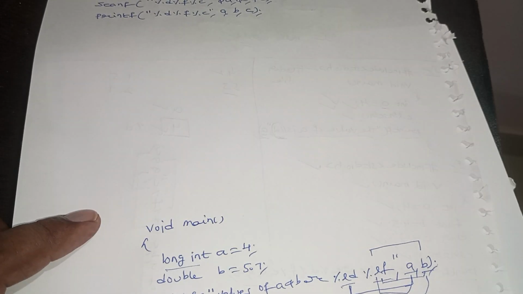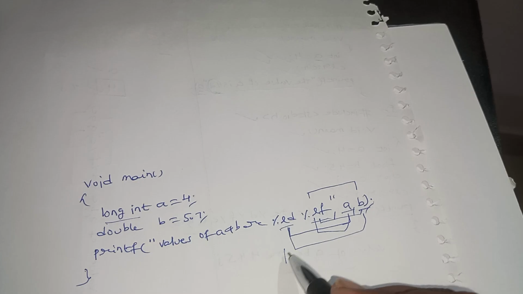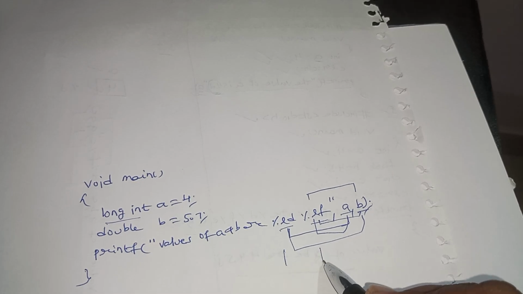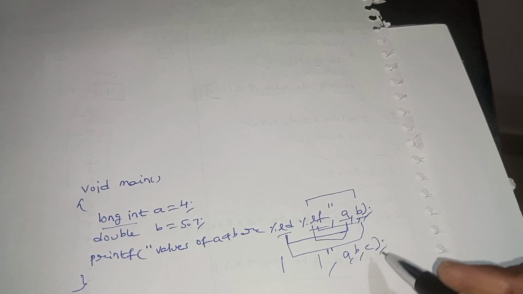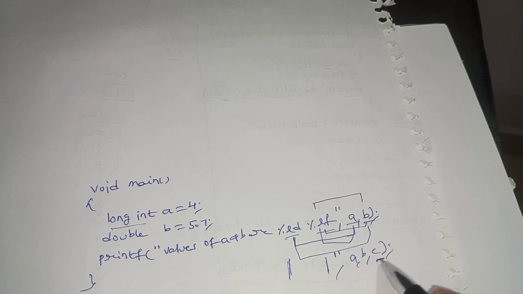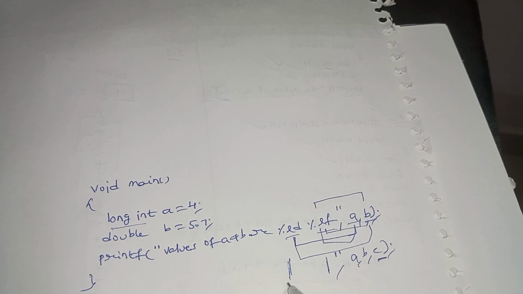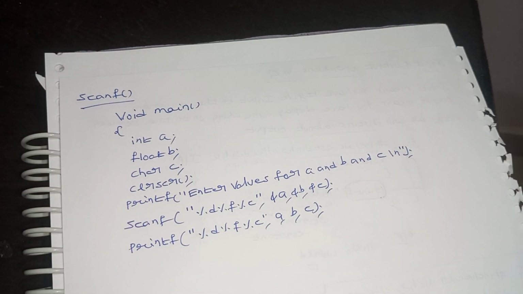Okay, and one more thing. For example, if you are taking only two format specifiers here, this is one format specifier, this is another format specifier. Double quotes close, if I take a comma b comma c, this is wrong. Why? Because I have only two format specifiers, but I am taking an extra variable, which is wrong. So the number of format specifiers must match the number of variables you are going to print.